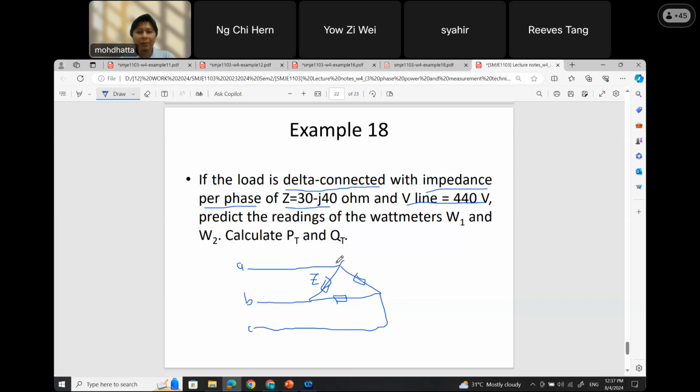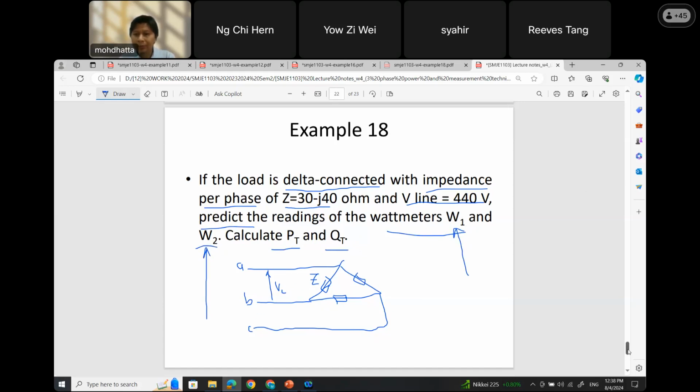Over here we have the Z information, and also we have the line voltage. And we have to predict the wattmeter W1 and W2. And also towards the end, calculate the total active and also total reactive power. Okay, what is our strategy over here? We need to know this equation, and also we need to know this equation. How do we get that?